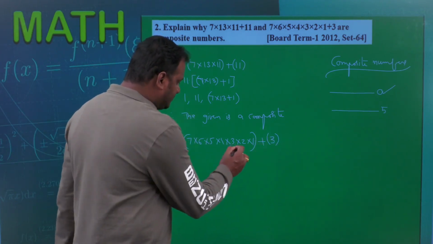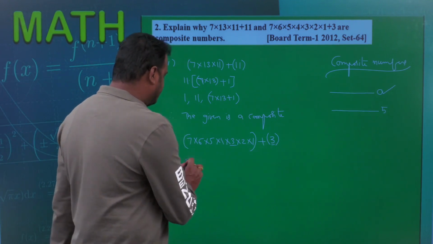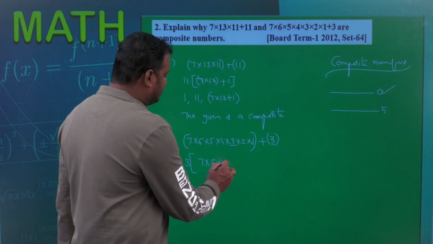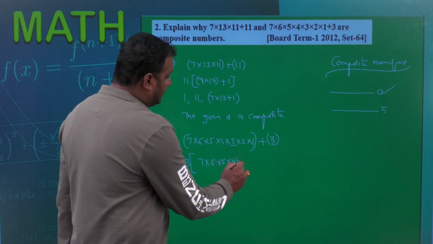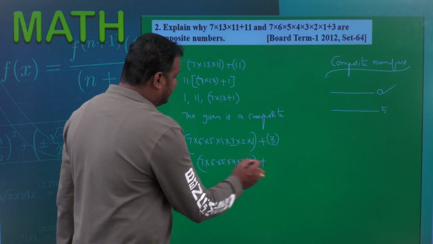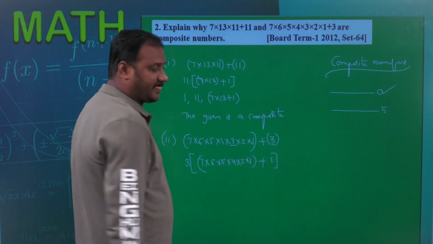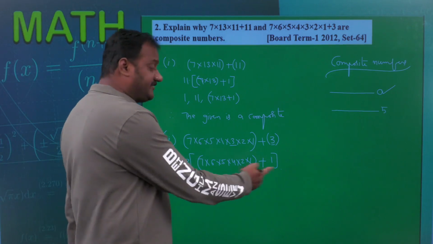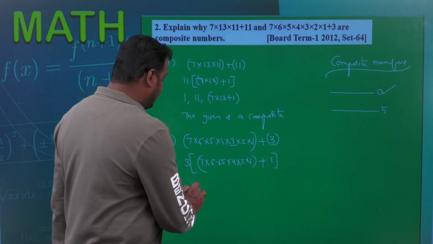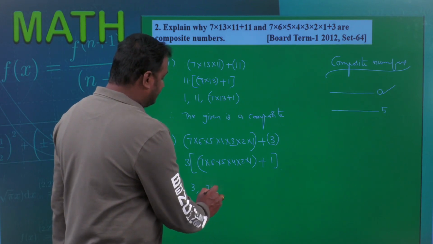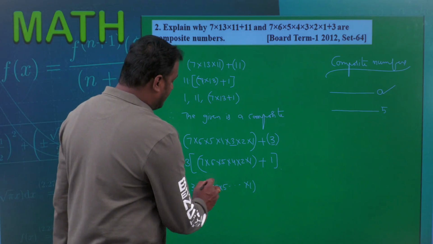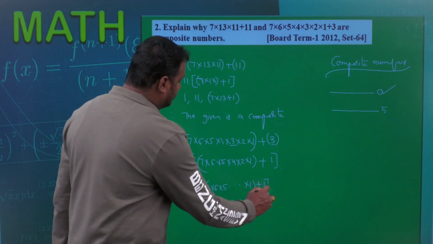number. If you observe, 3 is here and 3 is here, so I am taking 3 common. Remaining numbers are 7 into 6 into 5 into 4 into 2 into 1 plus already taken 3 common, so that 1 is the number. It has how many factors? 1 is one factor, 3 is one factor, and the entire number 7 into 6 into 5 into and so on into 1 plus 1 is also one more factor.